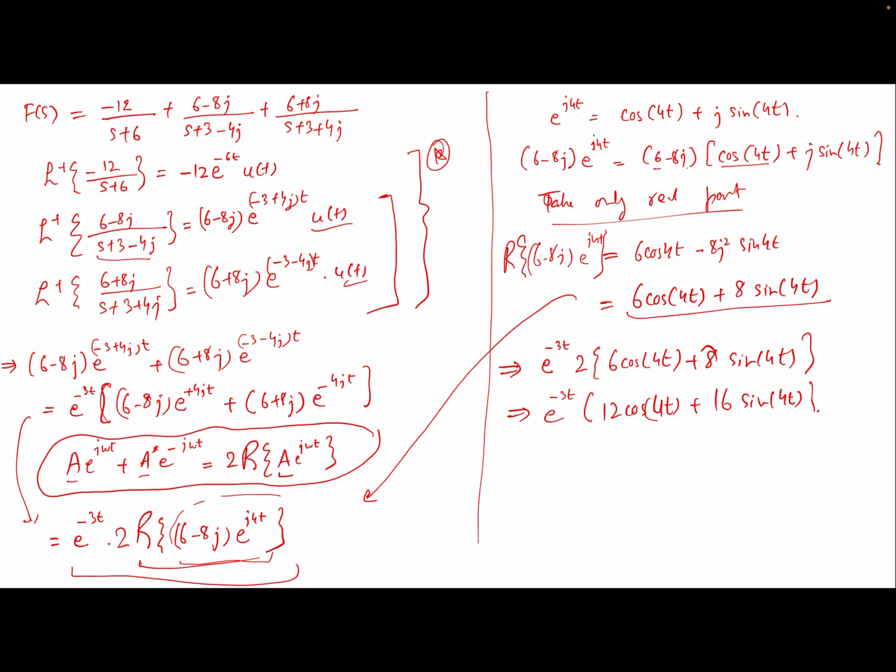Okay, so before I go back and solve this, I need to solve for this term as well, which I'm going to do on the next slide. Okay, so we are considering right now 12 cos of 4t. Sorry, my paper fell down. Okay, so 12 cos of 4t plus 16 sine of 4t. Okay, so this is our equation.